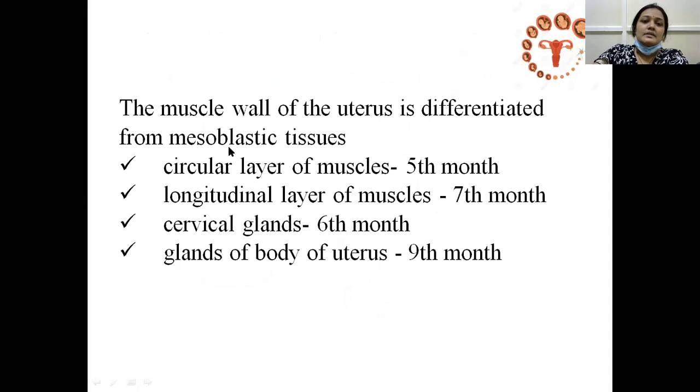So how is the muscle mass developed? The muscle mass of the uterus is differentiated from the surrounding mesoblastic tissues. The circular layer is formed by the fifth month. You know that the uterus has got a circular layer and a longitudinal layer, and the longitudinal layer is developed by the seventh month. The cervical glands are developed in the sixth month, and the mature glands of the body of uterus are seen from the ninth month. There may be primitive glands in the uterus from the initial development stage itself, but the mature glands of the body of uterus are seen from the ninth month.